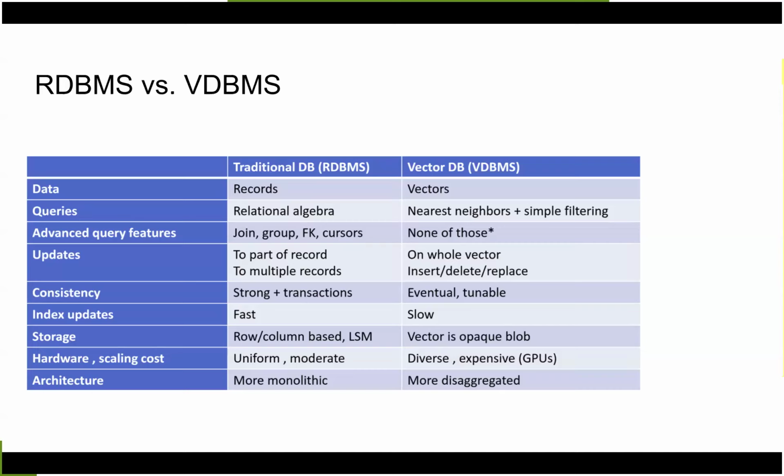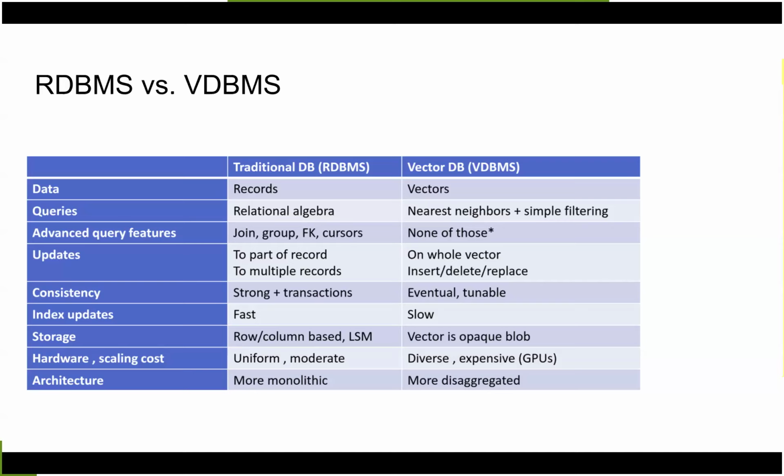Also, in traditional database, consistency is more important. People do a bunch of things for handling transactions. It's not, again, the case in vector database. People only care about eventual consistency.